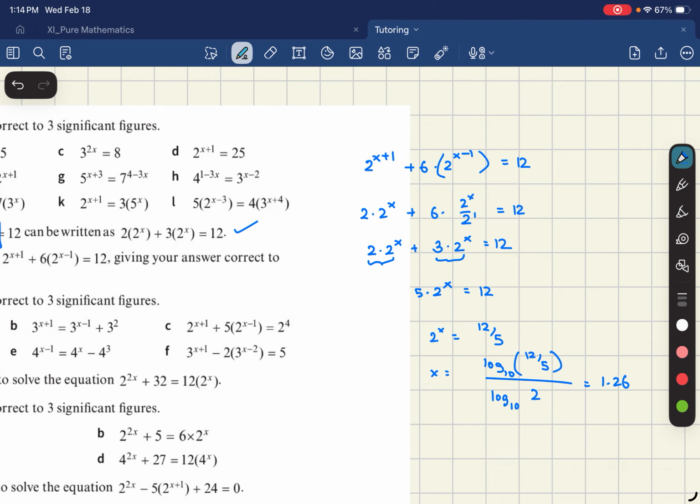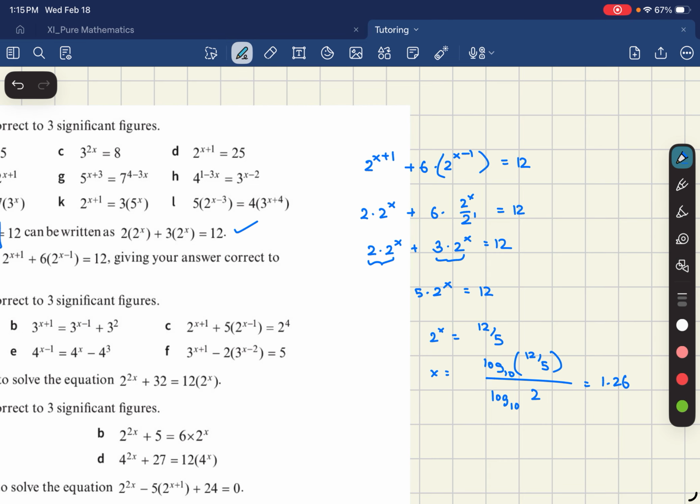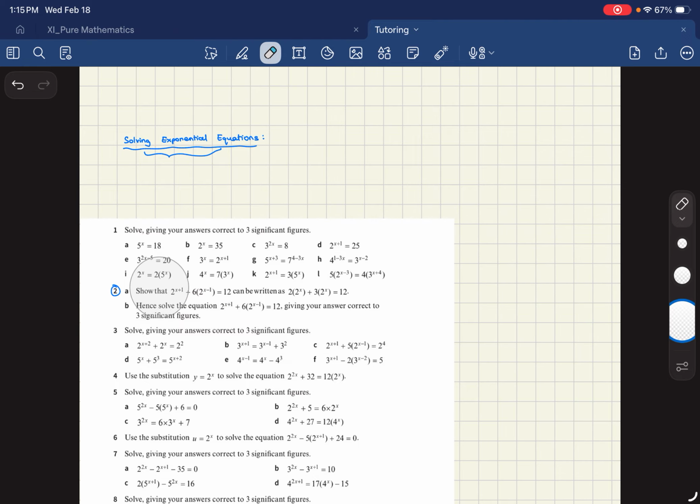plus 3 times 2 to the power of your answer. Sorry, so if you put in your calculator 2 times 2 to the power of the answer that you just got plus 3 times 2 to the power of the answer that you just got, that should give you 12. And it does when you substitute it back. So it has to be 1.2630 something something. But okay, so that is how you do question 2.